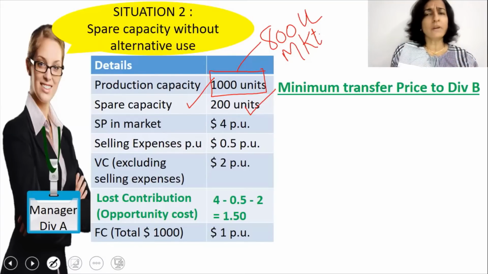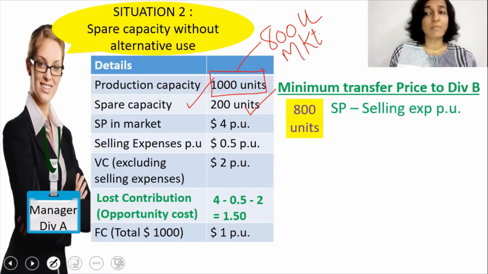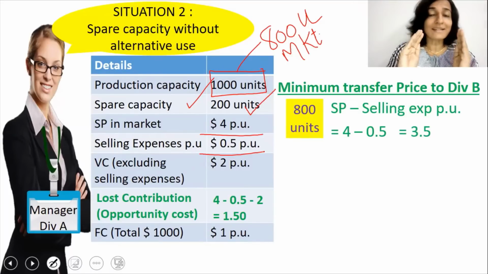So what do we do? We adopt the very same formula that we studied in situation 1. For 800 units, it is selling price minus selling expenses per unit. Selling price, we know it is $4, and selling expenses per unit, we know it is 0.5. So it is 4 minus 0.5, or $3.5 per unit. So that is regarding the production which has an external market.